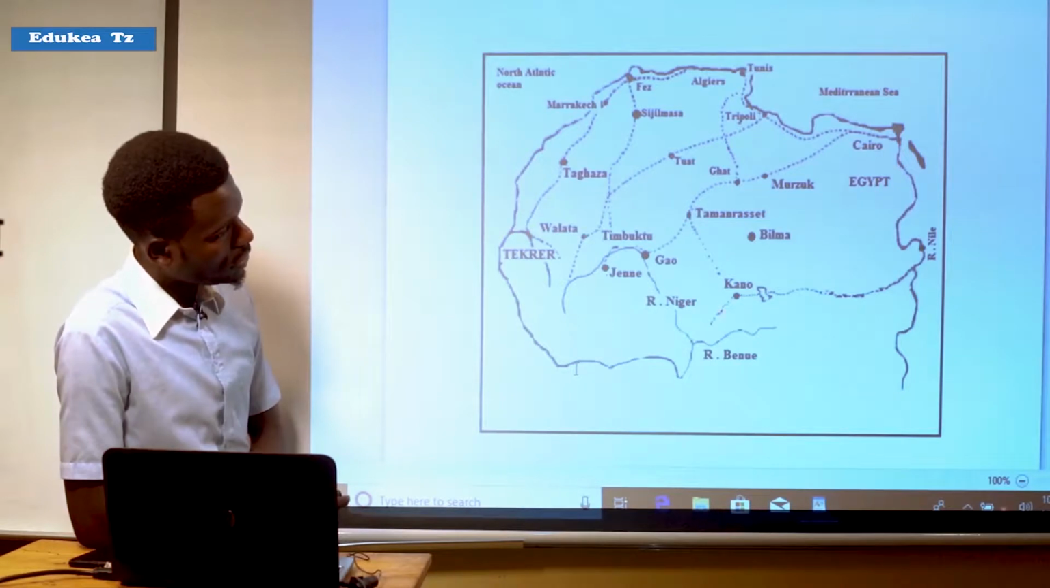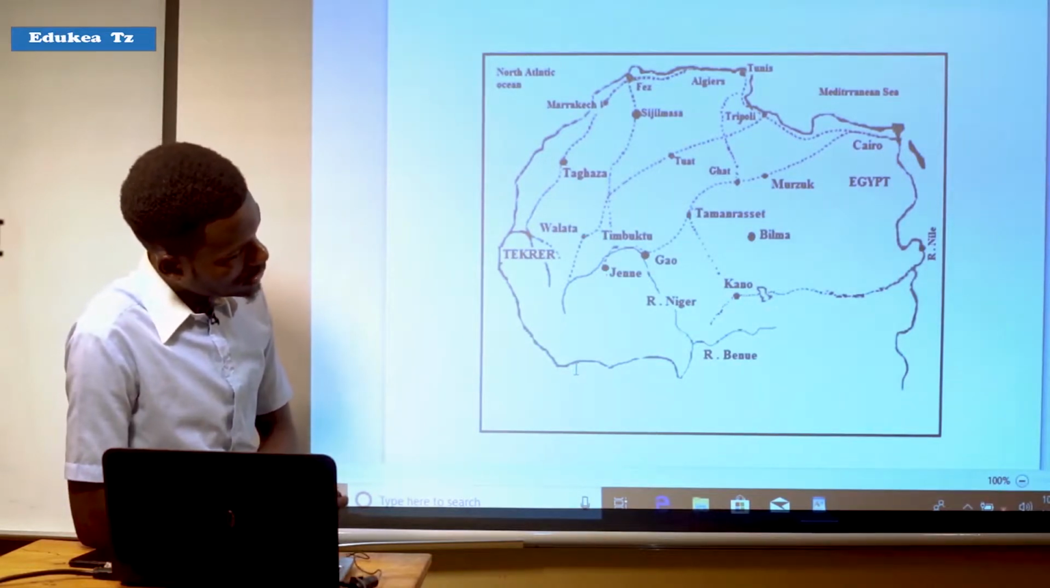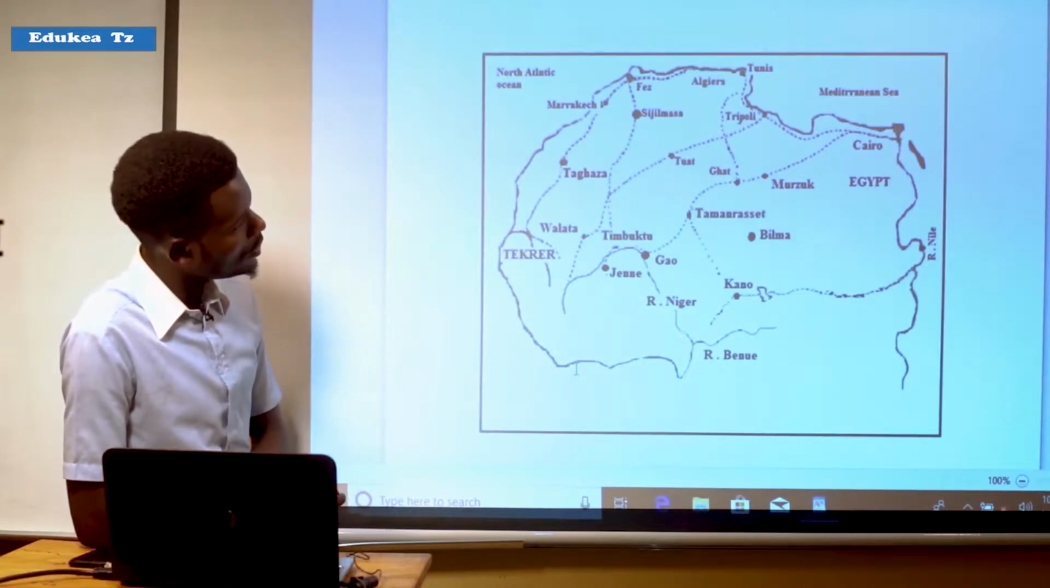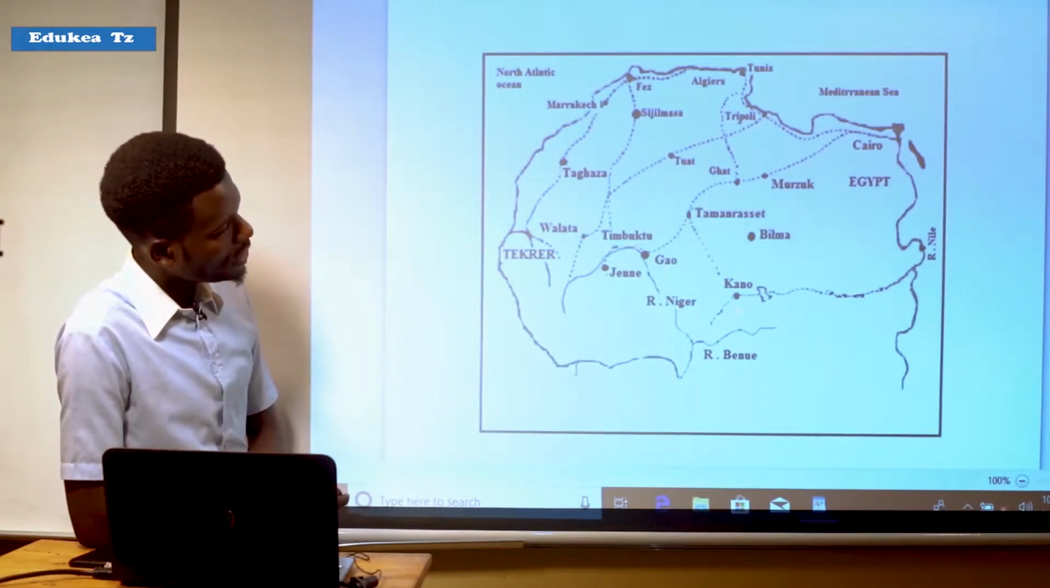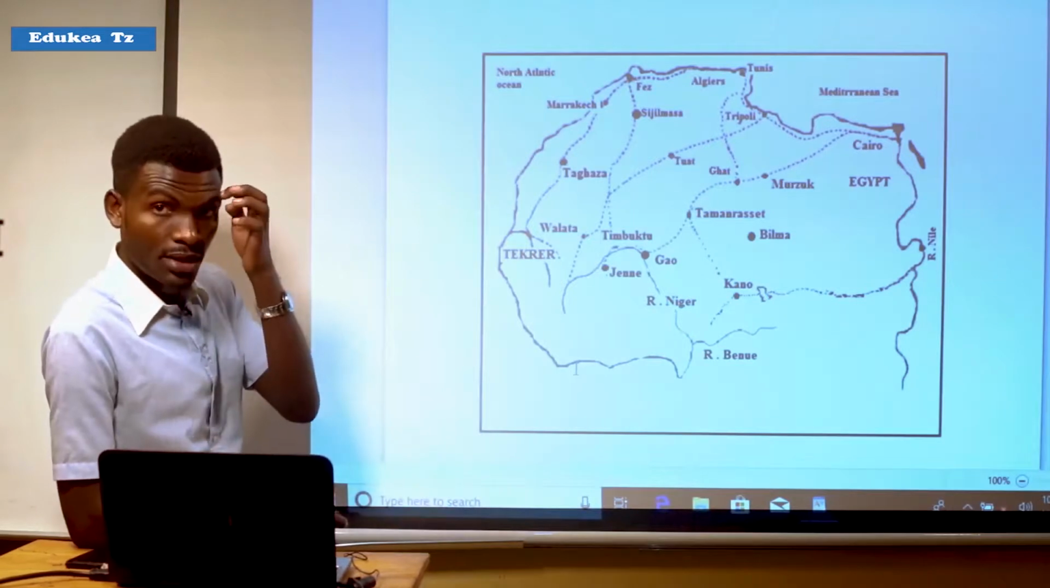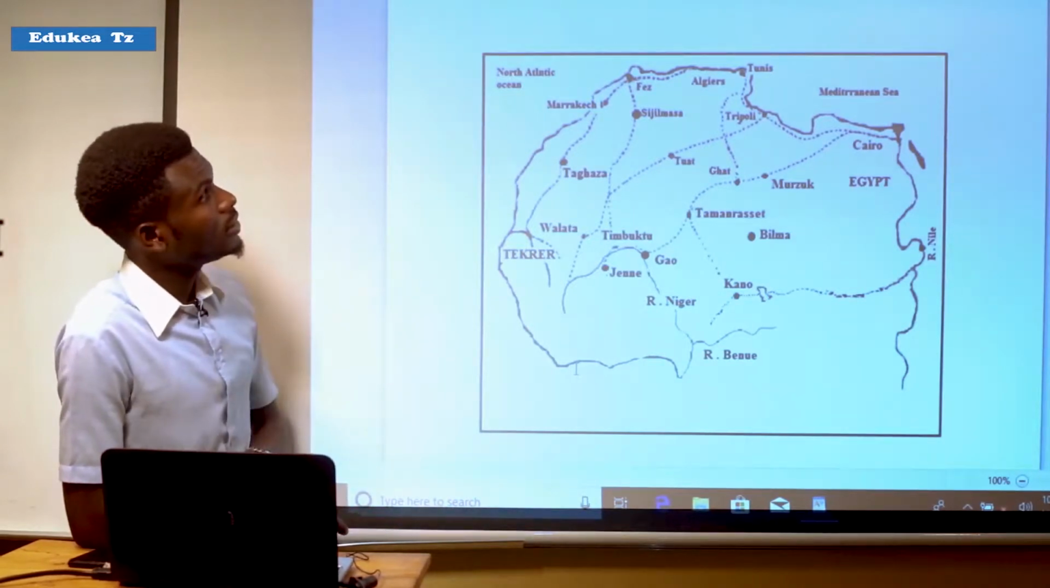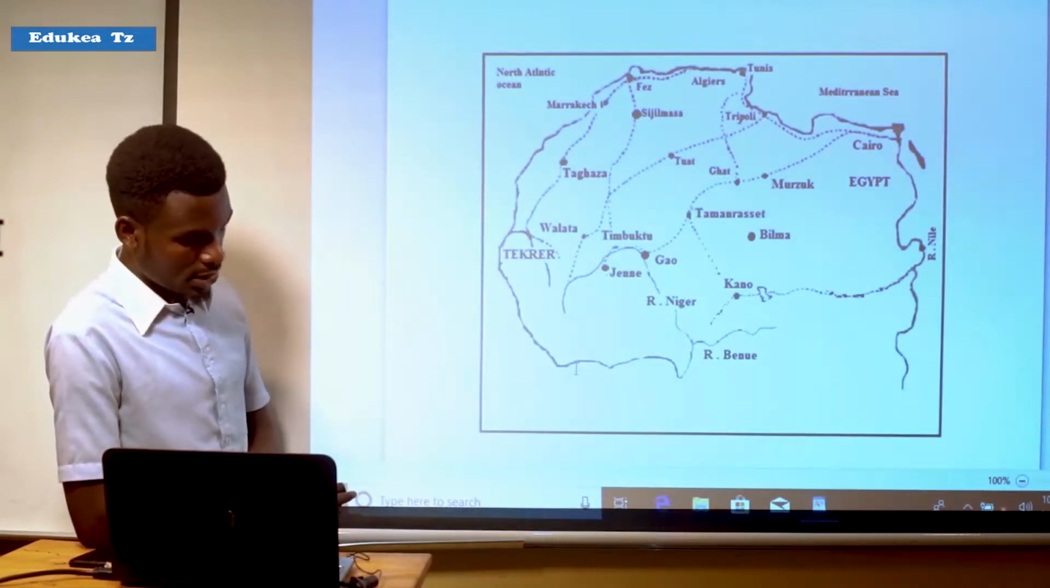Also, there is the northern route that involved Kano, River Benue, and other areas. So this is the map showing the trade routes during the transatlantic trade.